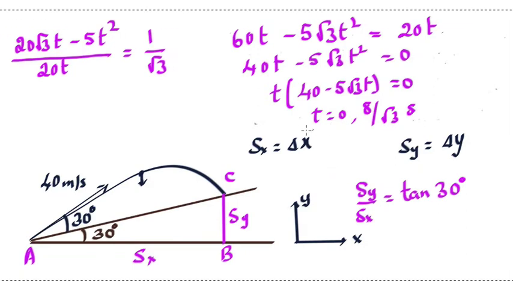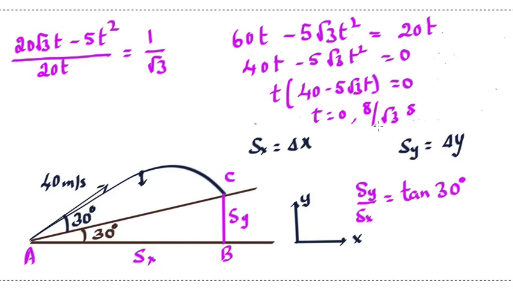At t equal to 0 also it is on the incline. So it satisfies this relationship. 8 by root 3 seconds later it is again on the incline. So the time of flight is 8 by root 3 seconds. Now all I have to do to find the distance along the incline where it lands is to find Sx and Sy and use Pythagoras theorem.